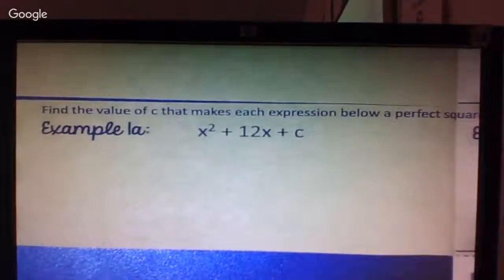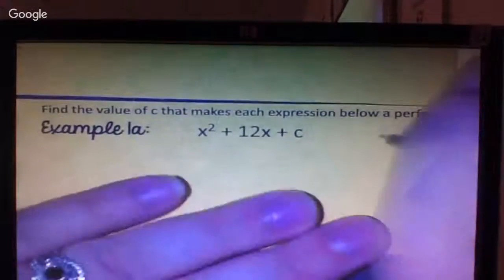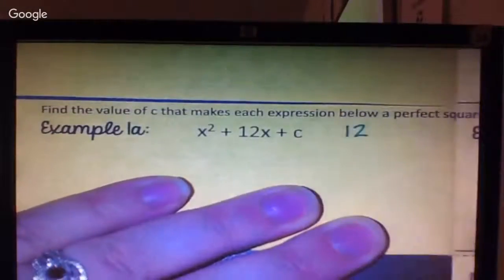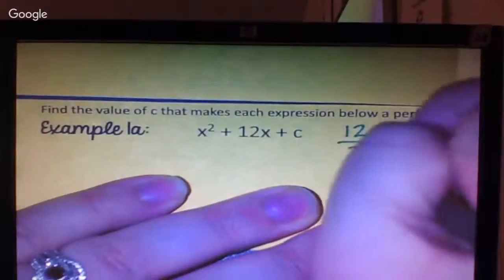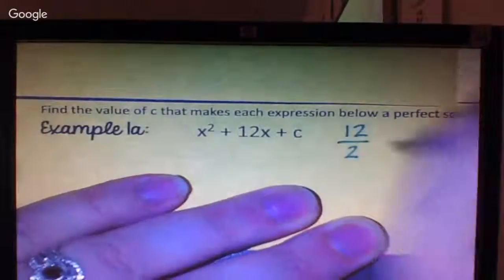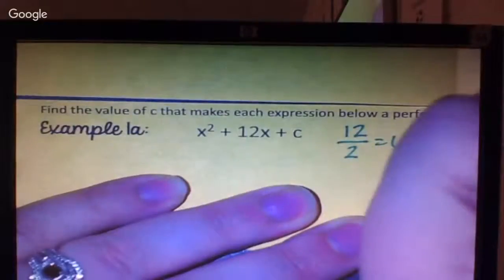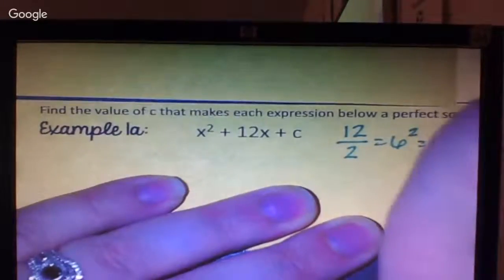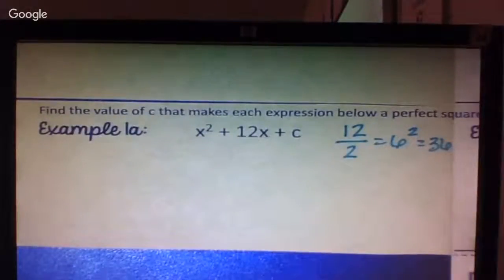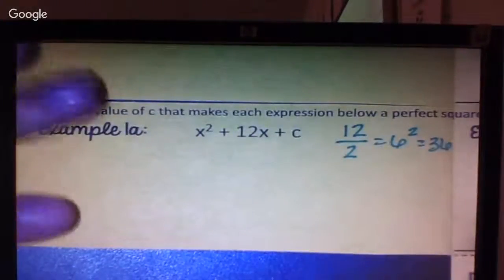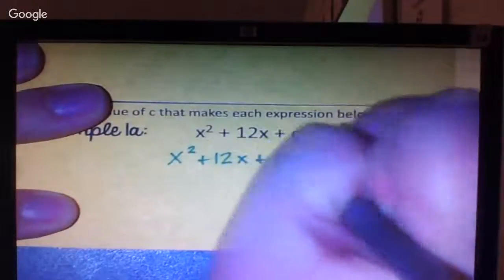So, algebraically, to complete your square, you take your B term, which is 12. You then cut that in half, which gives me what? 6. And then you square that, which is 36. So this is a complete square when I have x squared plus 12x plus 36.